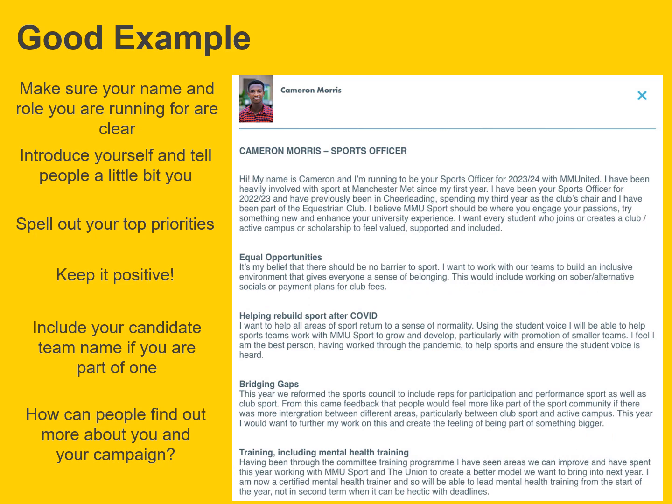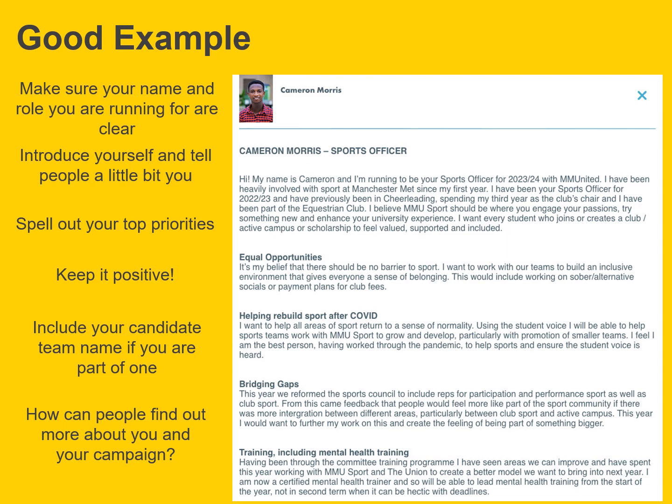And here's a really good example. This is someone who's taken the time to write a detailed and professional looking manifesto. They've used a really clear image, and they've taken the time to introduce themselves, the role that they're running for, and a little bit about them. They've clearly spelled out what their top priorities are and how they would go about achieving them.